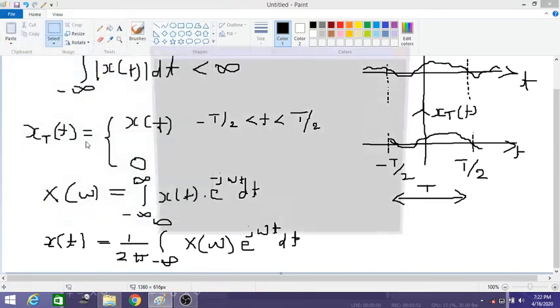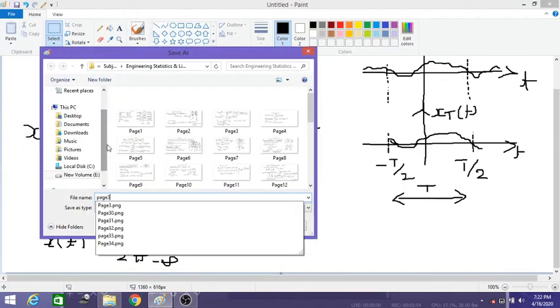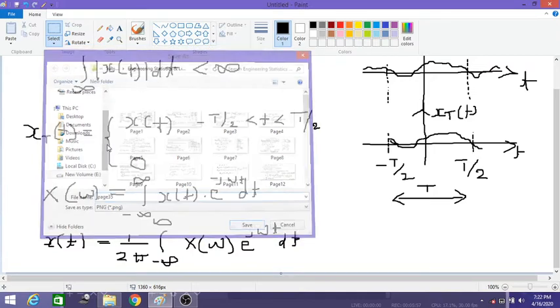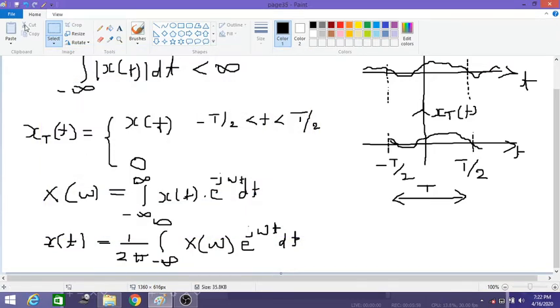Let me save this page. So this is page 35. Let me get the new page here.